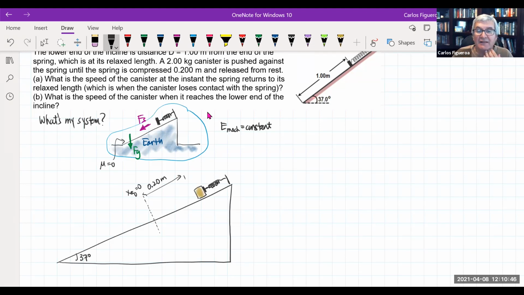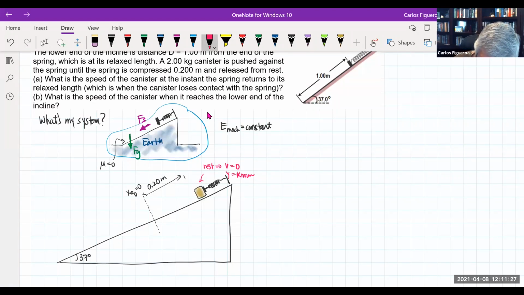Then it says that I take a canister, push it against the spring until the spring is compressed 0.2 meters, and it's released from rest. So this tells me that it's at rest; clearly the velocity is 0. I compressed this 0.2 meters. So what that means is I have to know its height. This is known, but I'm going to have to calculate that.